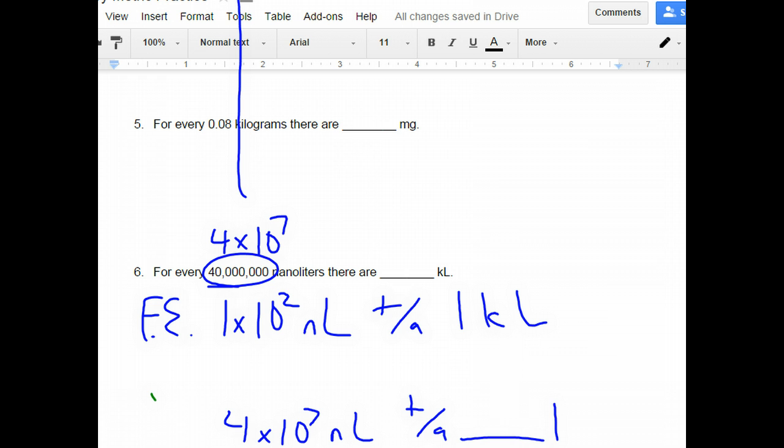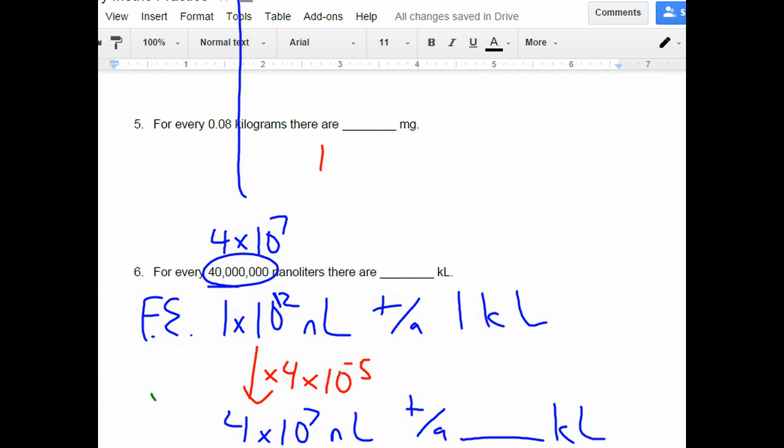There is blank kiloliters. So if I think about this, and I'm trying to go, oops, this is 10 to the 12th. Sorry about that. So if I think about this, I'm going from 10 to the 12th to 10 to the 7th. And I'm going from 1 to 4. So hopefully we can see that I'm going to have to multiply by 4. And then this is going to reduce the number of zeros. So what I'm doing really is I'm multiplying by 10 to the negative 5th.